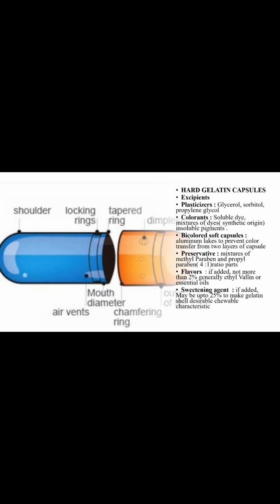And then preservatives. These prevent microbial growth in the capsule shells. A common mixture is methyl paraben and propyl paraben in a 4:1 ratio. The next one is flavors. If added, they should be less than 2% of the capsule content. Common flavors are ethyl vanillin and essential oils. Then the next one is sweetening agents. If added, maybe up to 2 or 2.5%, to give the gelatin shell desirable chewable characteristics, we will add the sweetening agents.